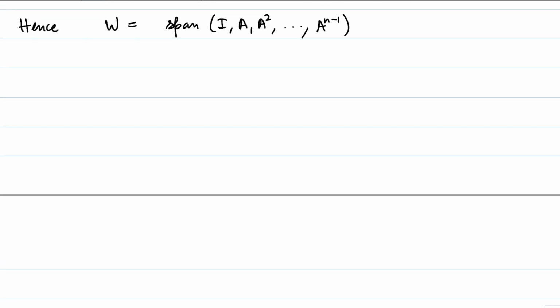So what do we have? We now have a spanning set which has size n. And what can we say about the dimension? The dimension will always be less than or equal to the size of a spanning set, since W has a spanning set of size n.